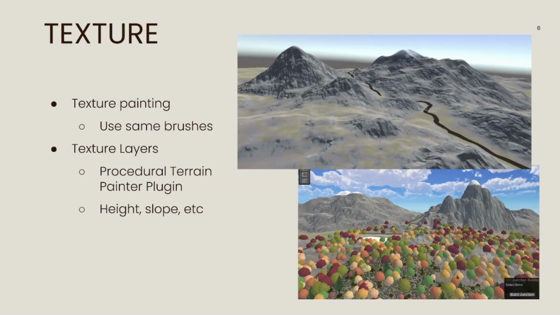Okay, now for texturing. You can texture the basic way using the same brushes that you did for sculpting. The same shapes and the opacities of them are still there. Or you can do what I recommend and use texture layers with the Procedural Terrain Painter plugin. This is for Unity. I don't think this exists in Unreal, but it might have its own version over there.